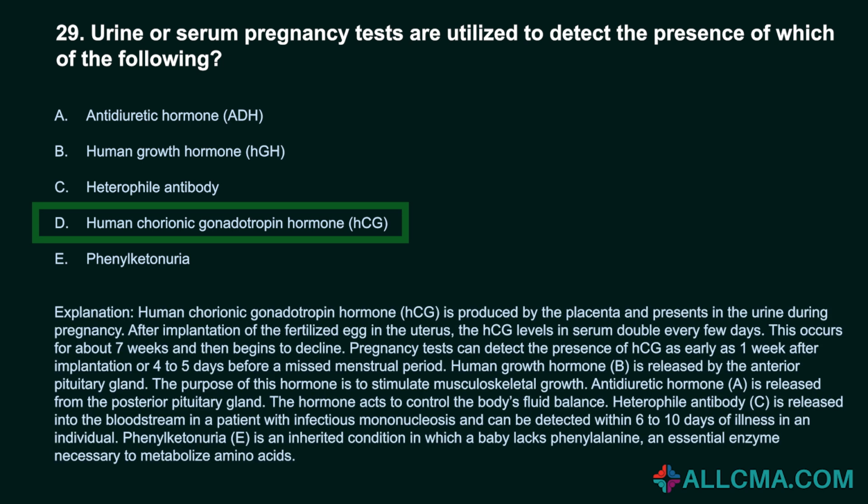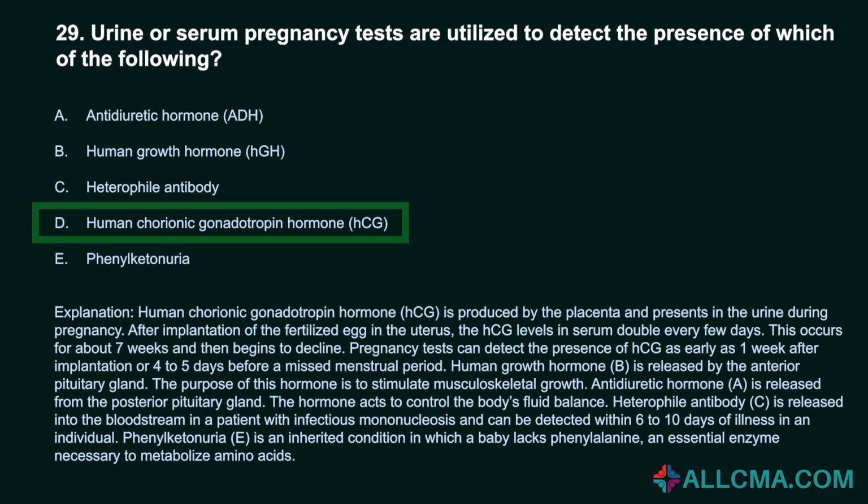Human chorionic gonadotropin hormone, HCG, is produced by the placenta and present in the urine during pregnancy. After implantation of the fertilized egg in the uterus, the HCG levels in serum double every few days. This occurs for about 7 weeks and then begins to decline. Pregnancy tests can detect the presence of HCG as early as 1 week after implantation or 4 to 5 days before a missed menstrual period.